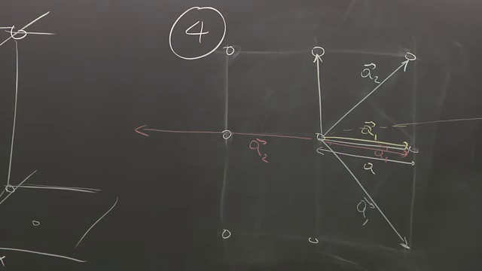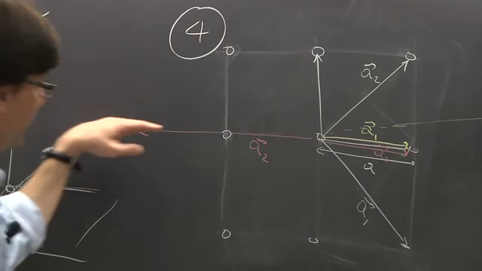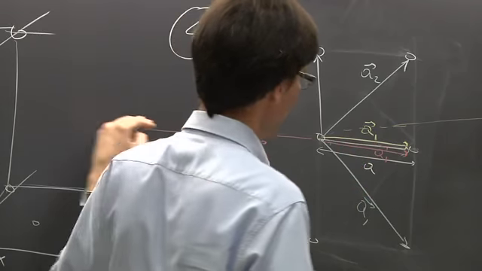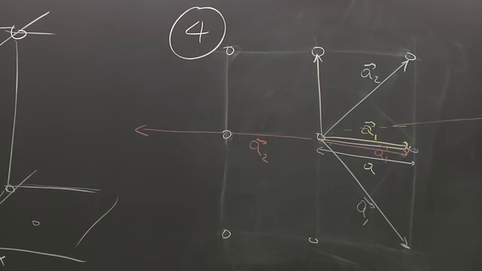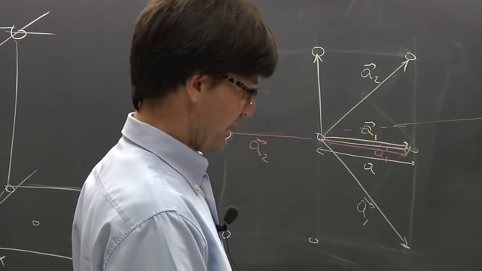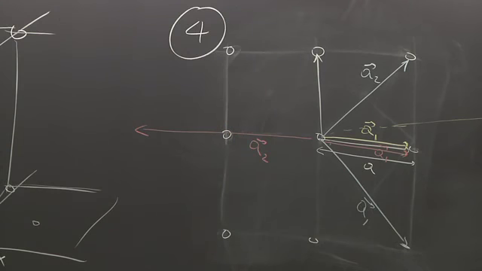So I'll never be able to generate the y direction here because they're all flat, they're on the plane. Whatever linear combination I take of A1 and A2, I will still lie on the plane. I'm not going to move outside the plane. So this is certainly wrong. Number 2 is certainly not correct.